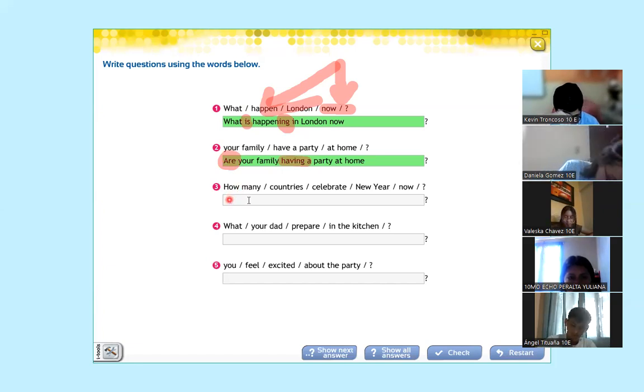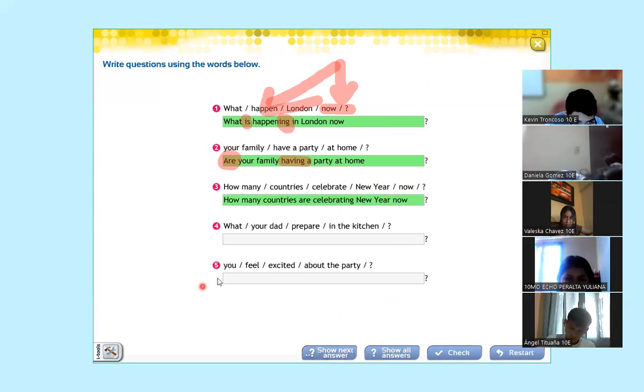Look at this now. Countries, plural. How many countries are celebrating New Year now? There is only one thing that you have to move. How many? Is? No, are. How many countries are celebrating New Year now? Perfect.